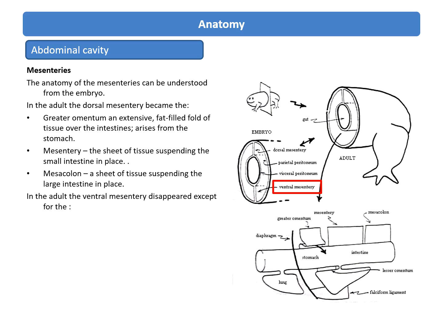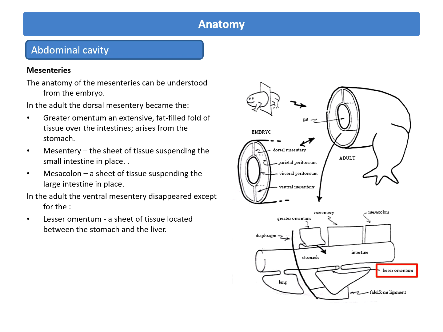The ventral mesentery, which was present in the embryo, has disappeared in the adult except for certain mesenteries. There's the lesser omentum, for example, a sheet of tissue located between stomach and liver, and the falciform ligament, a sheet of tissue between the liver and the body wall.